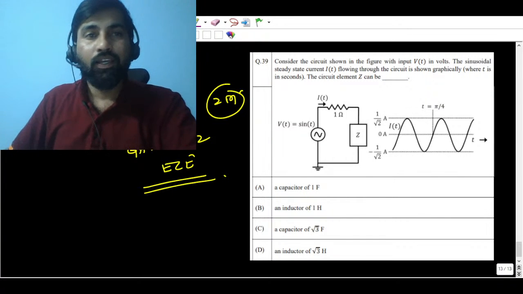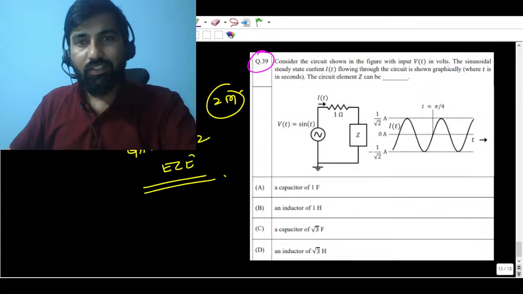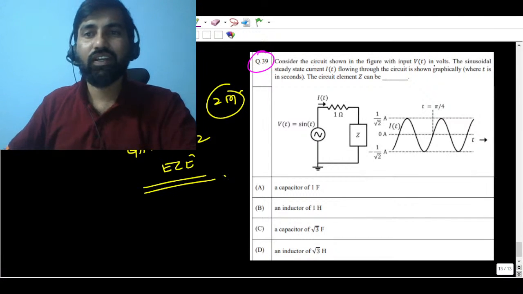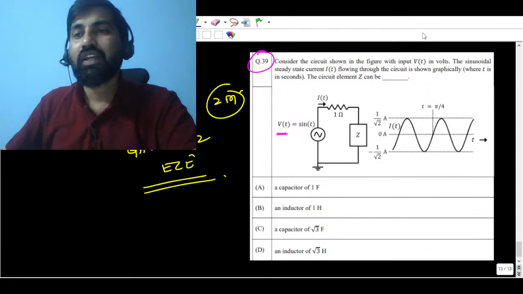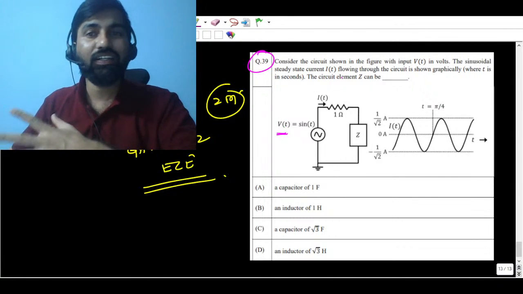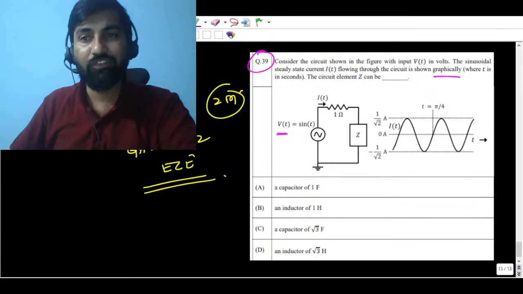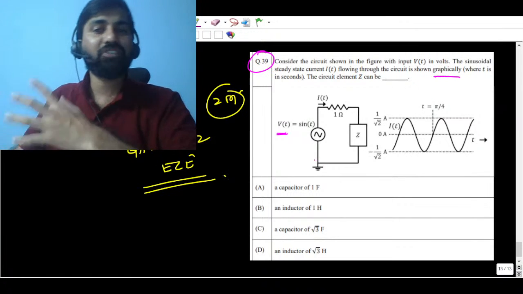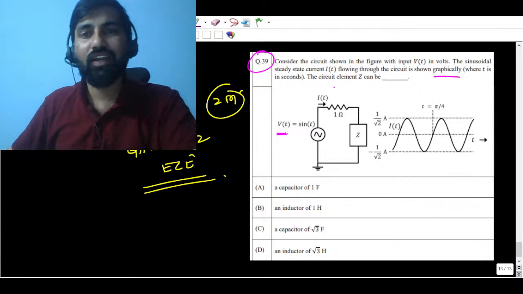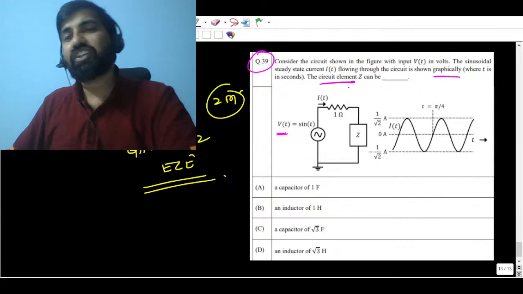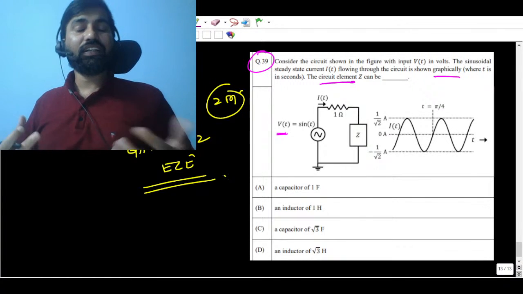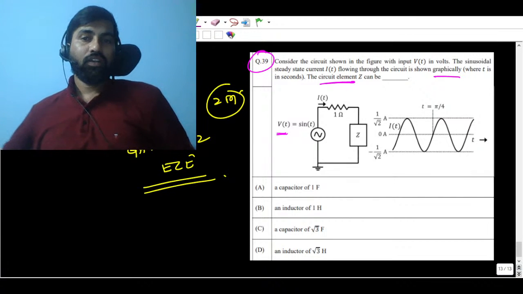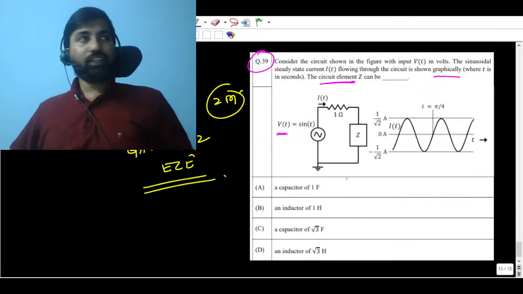So the question here is: consider the circuit shown in the figure. The input Vt is given in the form of a sinusoid. The sinusoidal steady state current IT flowing through the circuit is shown graphically, where the time t is in seconds. The circuit element Z can be, we have to identify whether it is an inductor or a capacitor. You can see here that the input is sinusoidal.